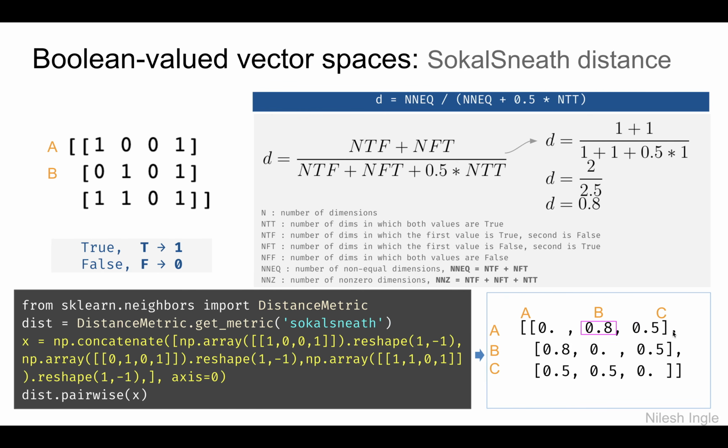Next, let's look at the Sokal-Sneath distance, and here again, this is the relation for calculating the values. When we plug in the values, we get a distance of 0.8, and that's also seen in the output from the code, where the distance between A and B is 0.8, and the distance between A and C is 0.5.